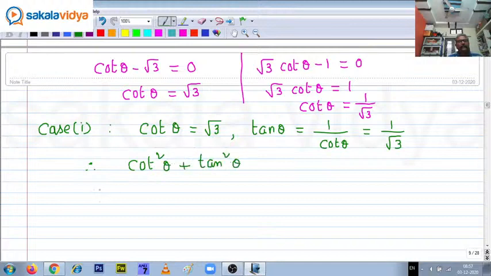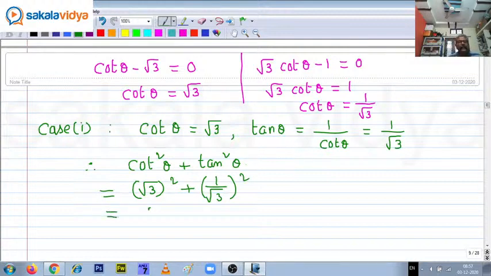So this equals cot theta replaced by root 3, so root 3 square plus tan theta is 1 upon root 3, this is 1 upon root 3 whole square. It depends upon mathematical manipulations.